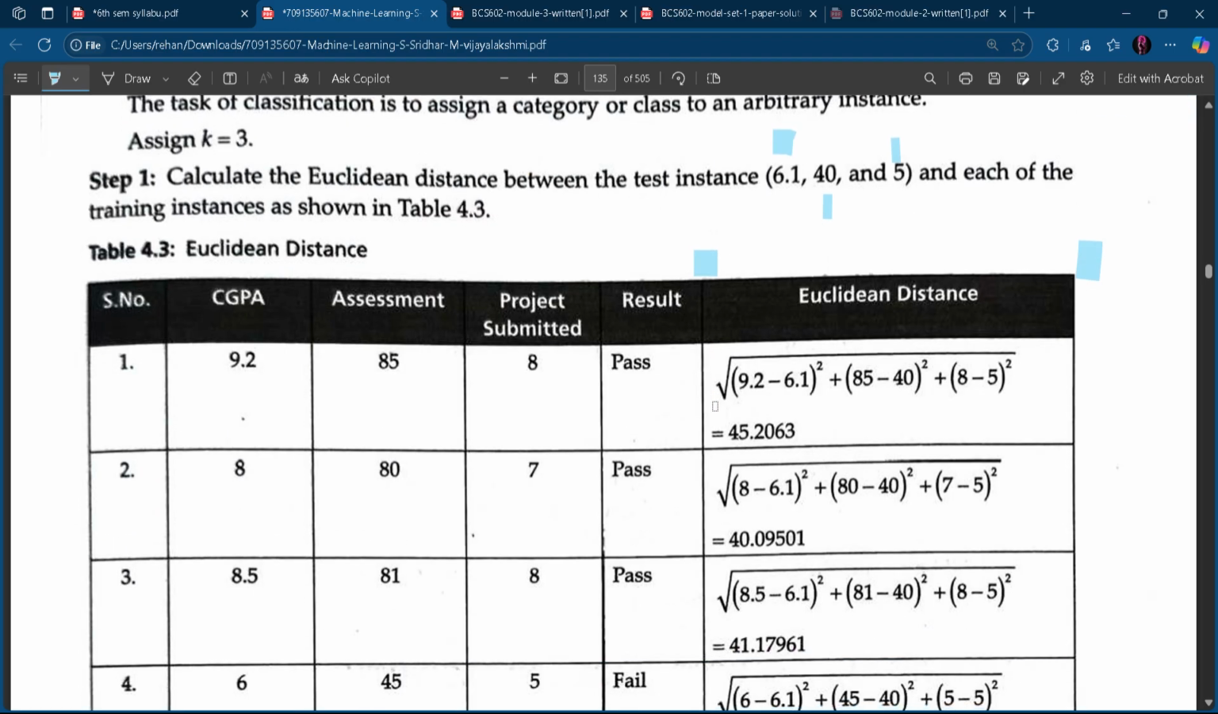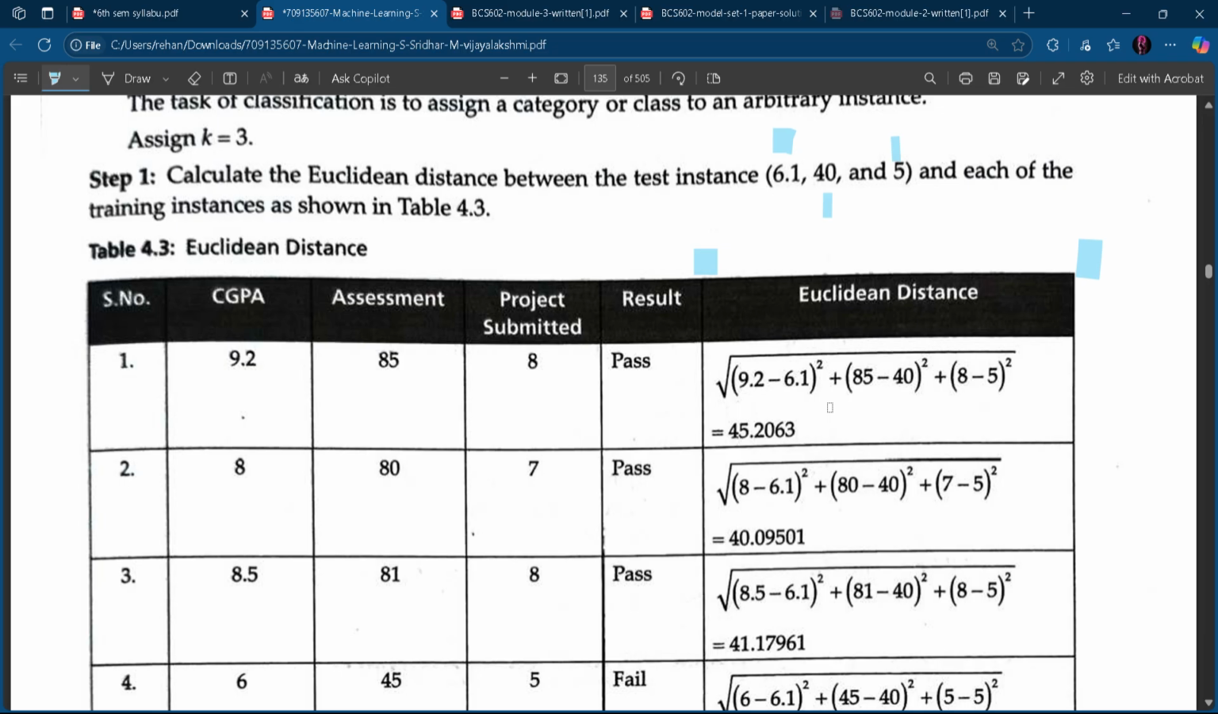Now the Euclidean distance is very simple. Given CGPA minus test CGPA, assessment minus test assessment, like x1 minus y1, x2 minus y2, x3 minus y3, where x are the given instances and y the test instance. Just for understanding, I'm saying it like that. So given CGPA minus test CGPA, whole square. Same way, 9.2 minus 6.1, 85 minus 40 and 8 minus 5, all squared, and then you just add them.